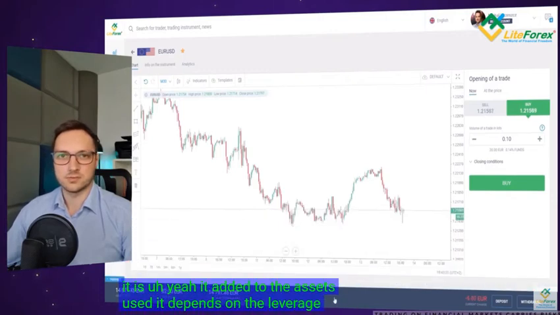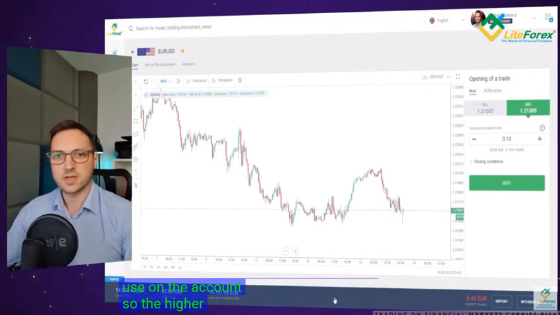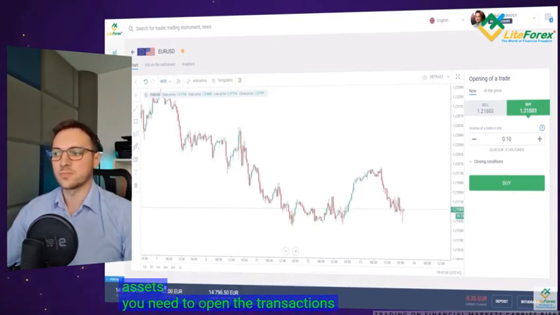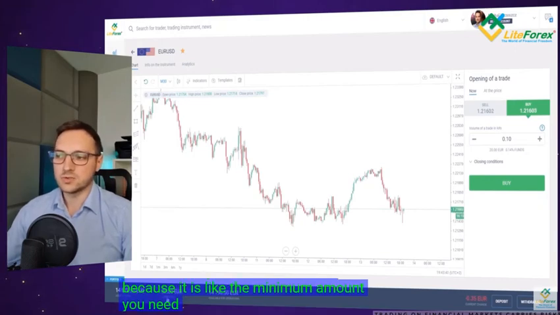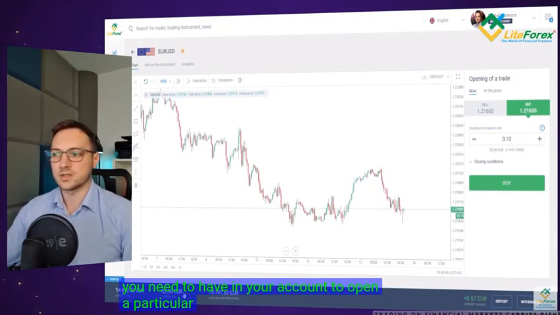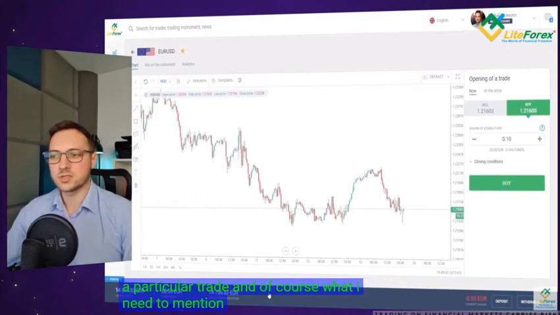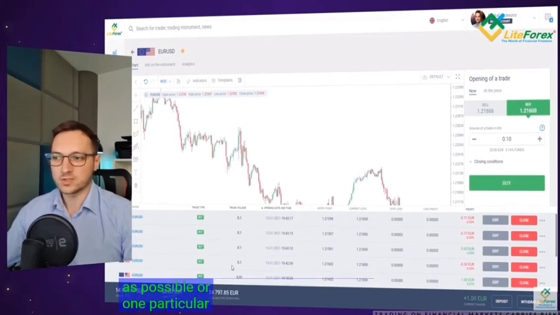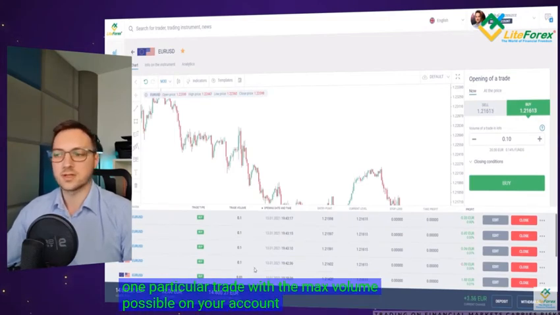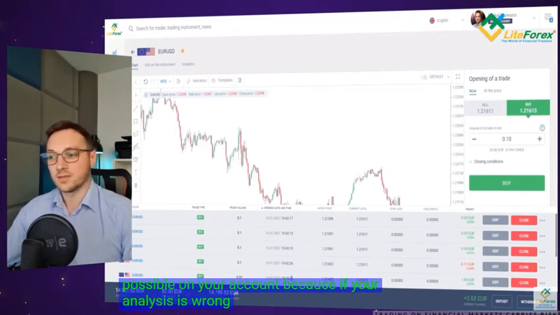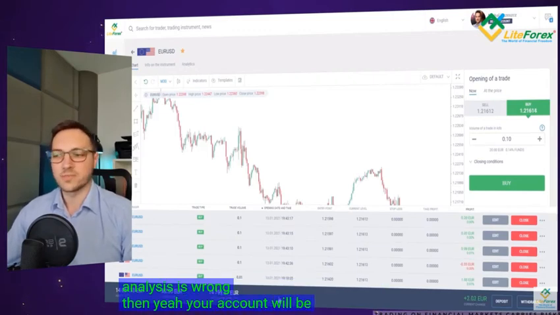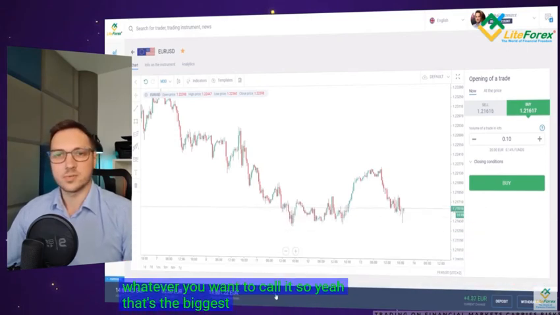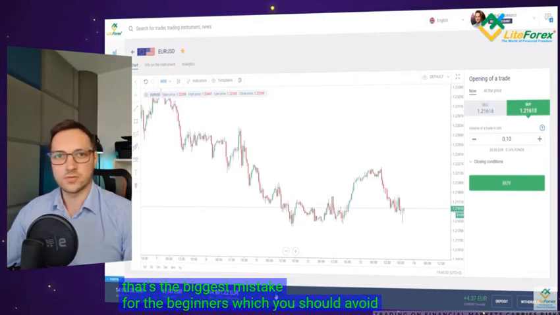It depends on the leverage that you use on the account. So the higher the leverage, the lower the assets you need to open the transactions, because it is like the minimum amount you need to have in your account to open a particular trade. And of course, what I need to mention here is that you should not rush to open as many trades as possible, or one particular trade with the max volume possible on your account, because if your analysis is wrong, then your account will be very quickly nullified or burnt, whatever you want to call it. So that's the biggest mistake for beginners, which you should avoid, of course.